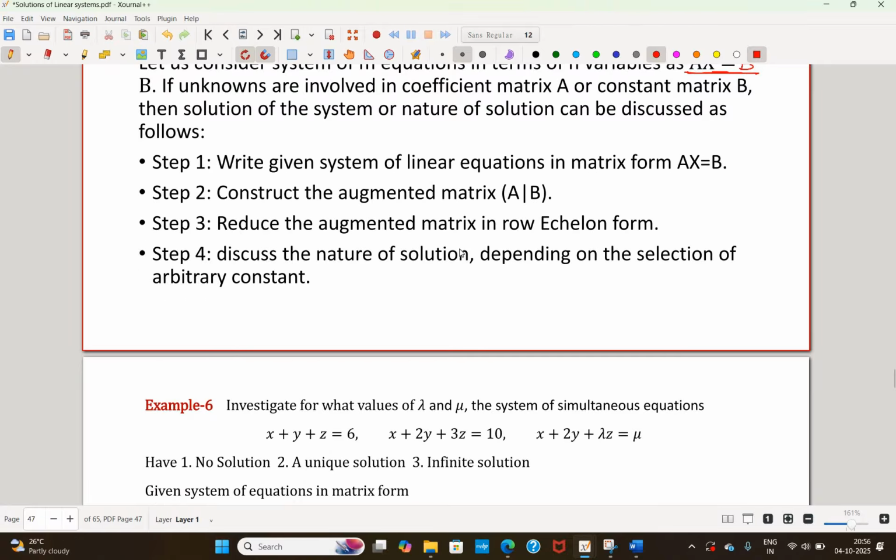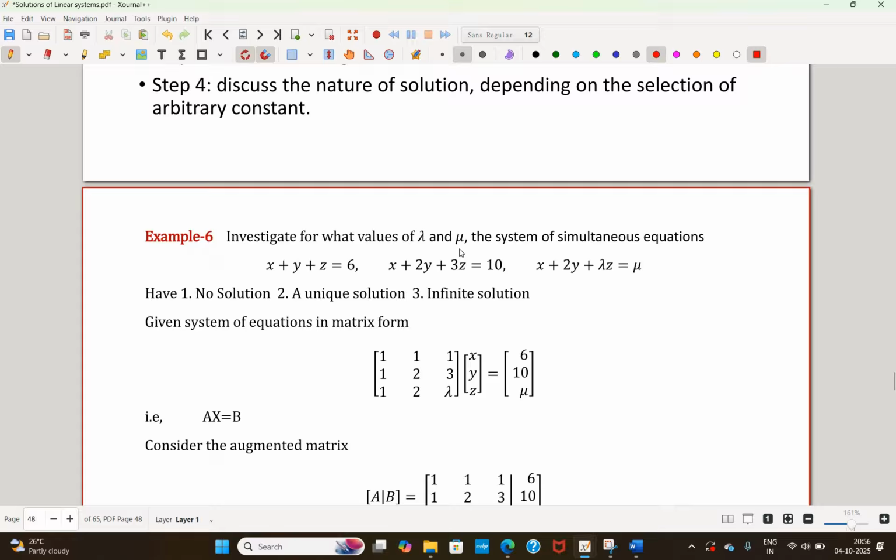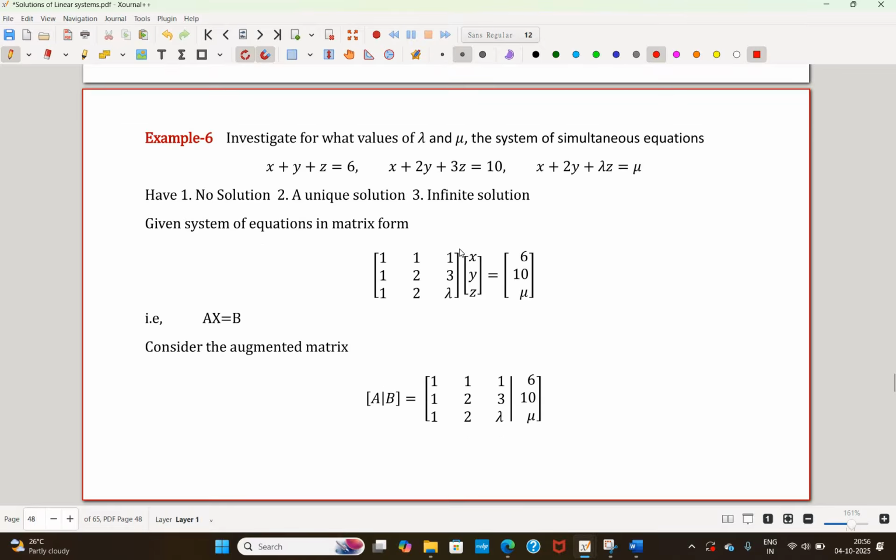Alright, the process is similar. Only what we have to observe is the values of the unknown constants. Let me give you one example here. Now this is example number 6 in all, but this is the fourth example I'm explaining to you. See the question pattern. Investigate for what values of lambda and mu the system of linear algebraic equations x plus y plus z equal to 6, x plus 2y plus 3z is equal to 10, x plus 2y plus lambda z is equal to mu will have no solution, unique solution, and infinite solution.